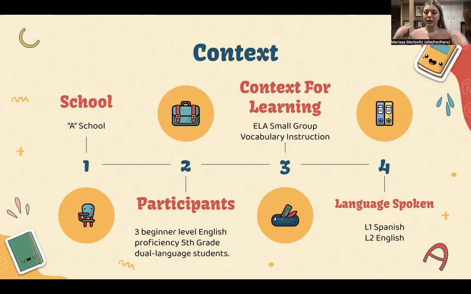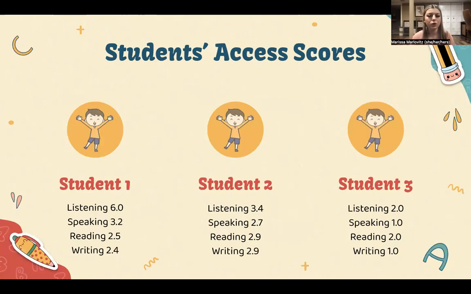We will be working in an ELA small group with focus on vocabulary instruction. Their language is spoken. Their L1 will be Spanish and their L2 is English. So students' ACCESS scores. I have 3 students, and it's just student 1, 2, and 3.